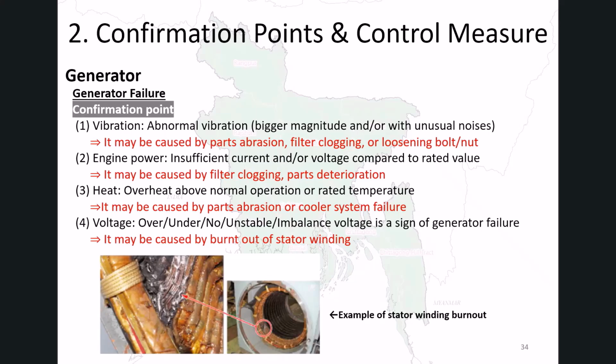Next is the confirmation points related to generator failure. Here, we focus on identifying abnormal conditions that may indicate serious generator problems. Early detection is very important to prevent major equipment damage and unexpected shutdown.